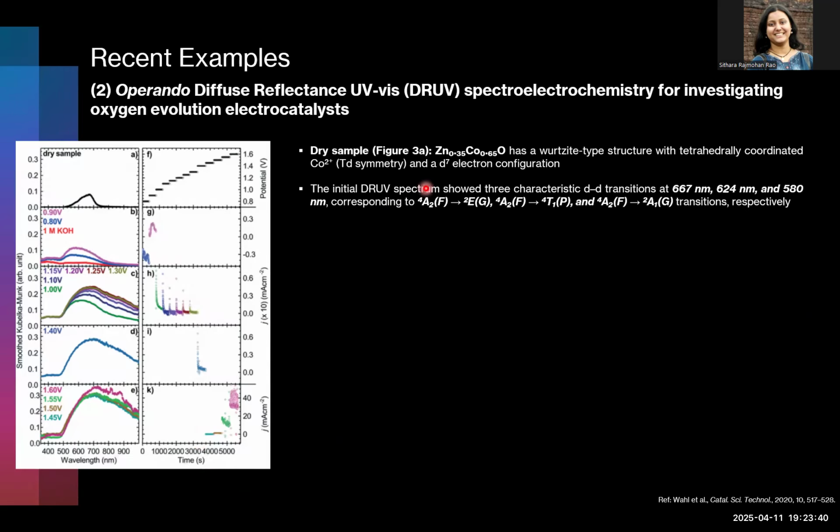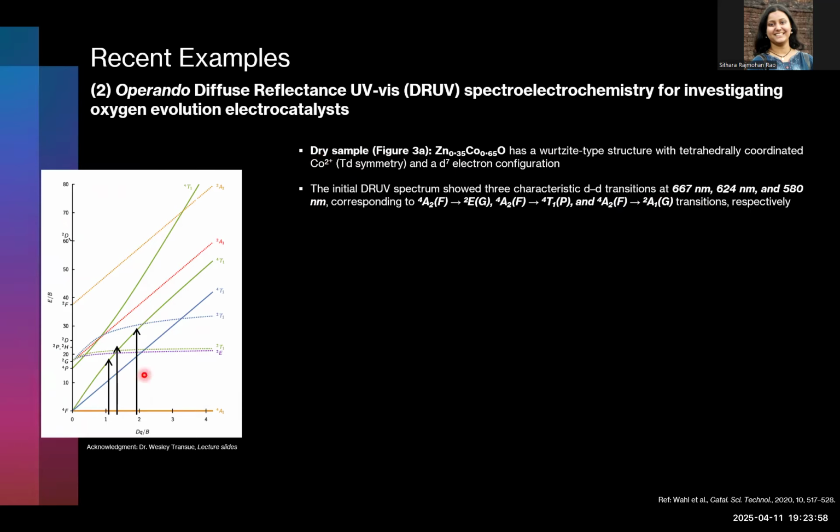All right. So the very first figure shows a dry sample of zinc cobalt oxide. It generally has a wurtzite type structure and it's tetrahedrally coordinated. So it has a tetrahedral symmetry in the cobalt 2+ oxidation state. So we see this broad absorption where they identified three characteristic d-d transitions that corresponded to these three transitions in the Tanabe-Sugano diagram for d7 tetrahedral configuration.